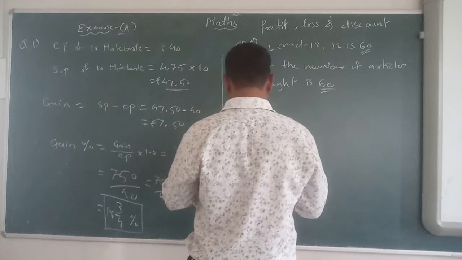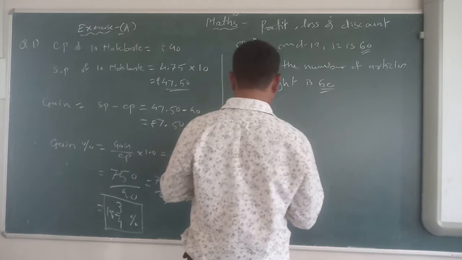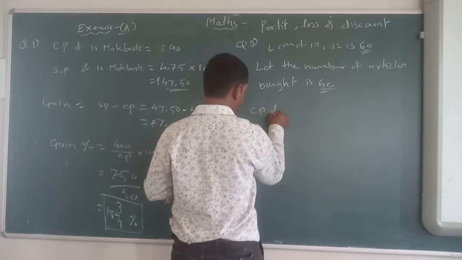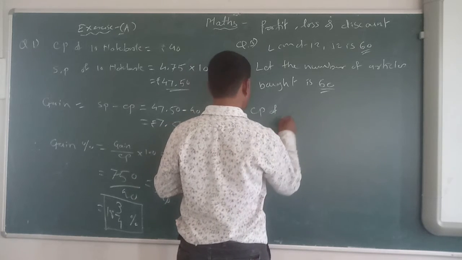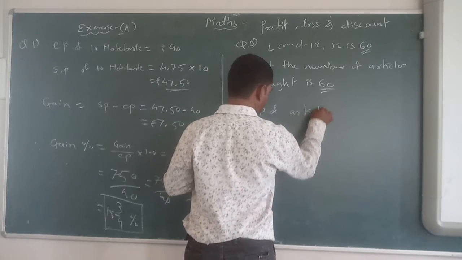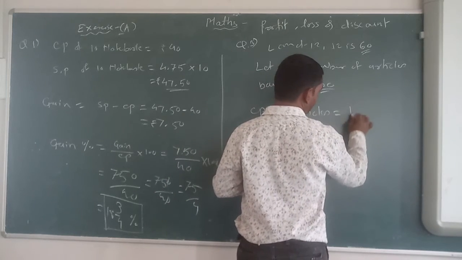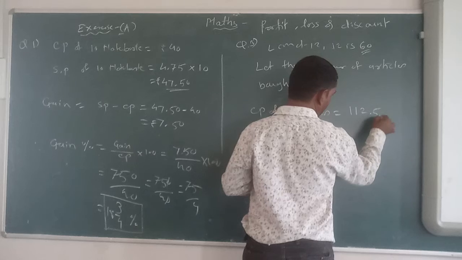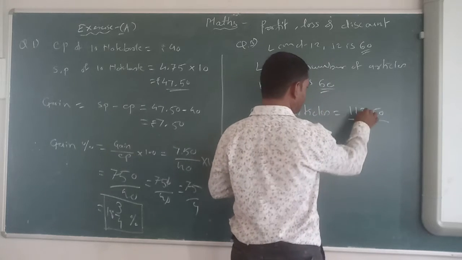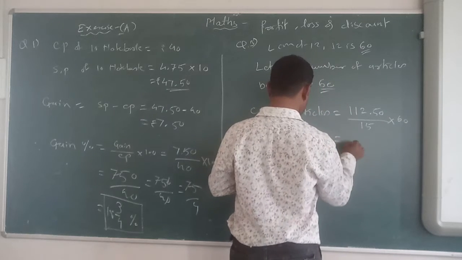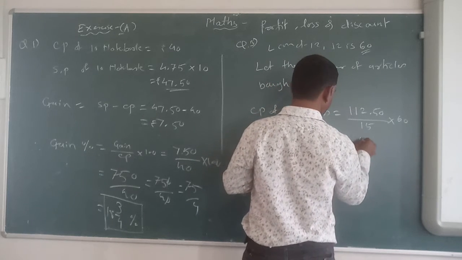Okay. Now what is given? The CP of these articles we will find. CP of 60 articles equals 112.50 upon 15, the cost of 15 articles, multiplied by 60, which will be 450.